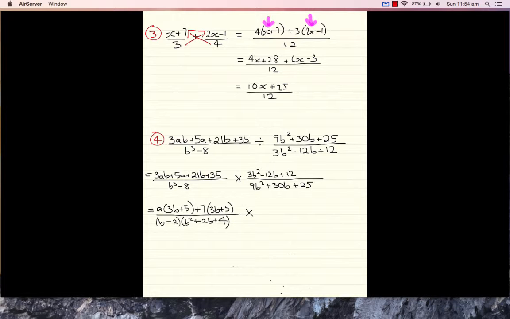Hopefully we're getting more comfortable with that. So 3b squared minus 12b plus 12. Well, there's a common factor of b. Sorry, there's a common factor of 3. Leaving me with b squared minus 4b plus 4. And the bottom, now let's have a look. 9b squared plus 30b plus 25. Well, 9b squared is 3b all squared, and 25 is 5 squared, and 3 5s are 15, so 30b is twice the product, so we've got a perfect square here.